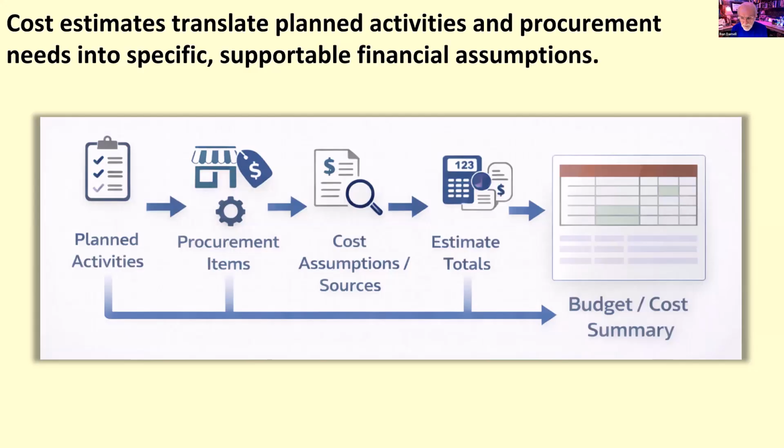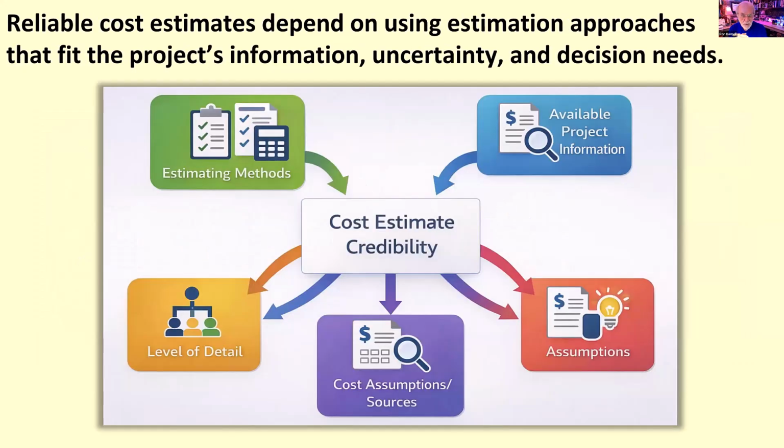The cost management plan explains how costs will be managed. The activity and procurement cost estimates identify expected costs for specific work and purchases. And later the cost performance baseline aggregates those estimates into an approved time-phased baseline. Reliable cost estimates depend on using estimation approaches that fit the project's information, uncertainty, and decision needs.